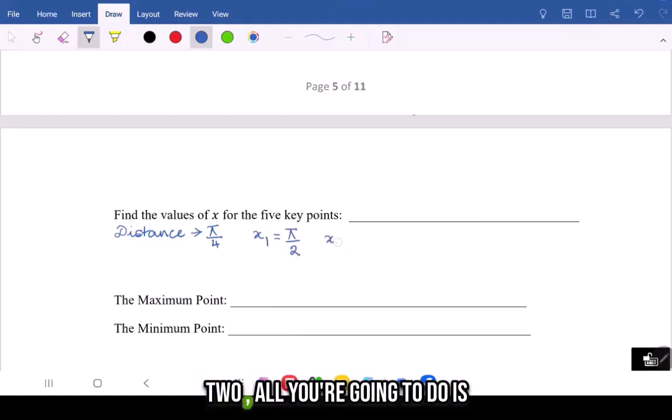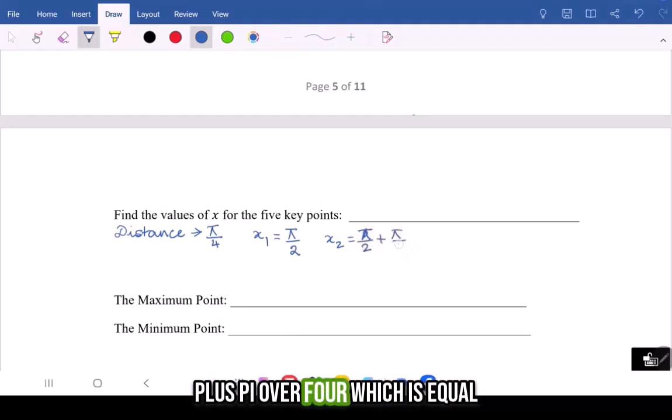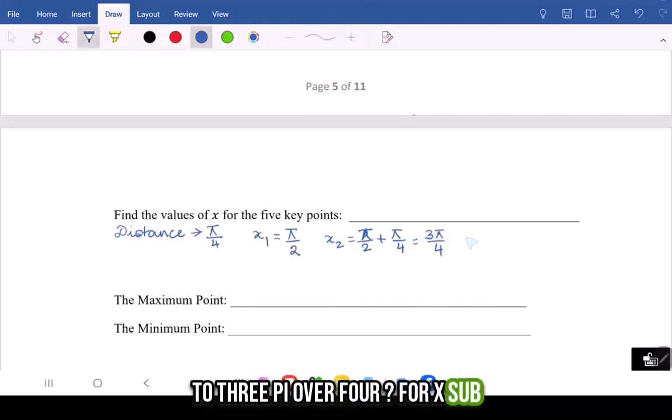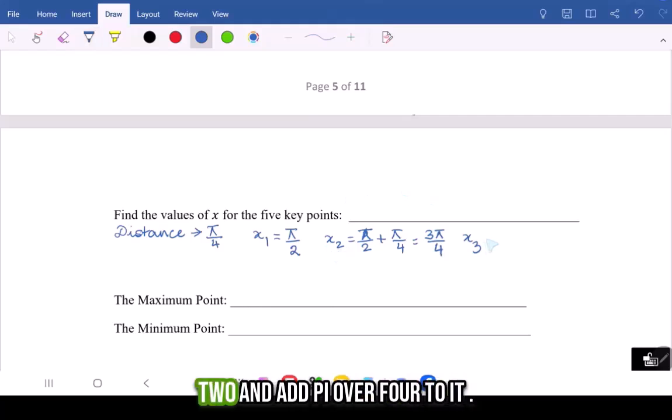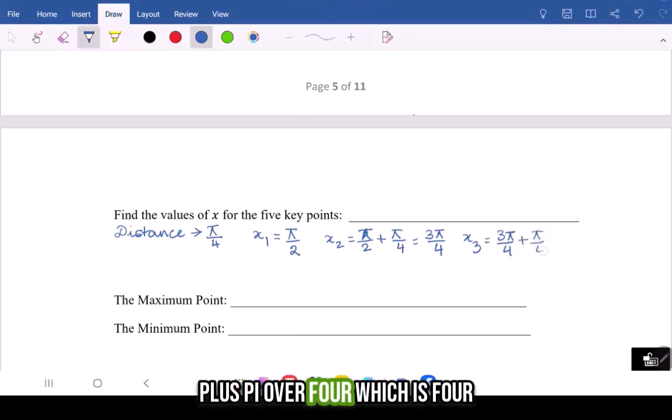For x sub 2, all you're going to do is add the distance to pi over 2. So it'll be pi over 2 plus pi over 4, which is equal to 3 pi over 4. For x sub 3, take the 3 pi over 4, which is the value of x sub 2, and add pi over 4 to it. So it'll be 3 pi over 4 plus pi over 4, which is 4 pi over 4, which is equal to pi. Next is x sub 4.